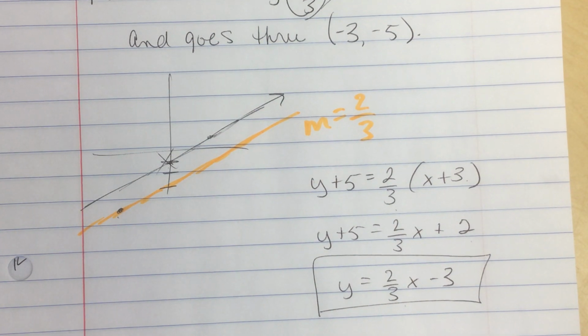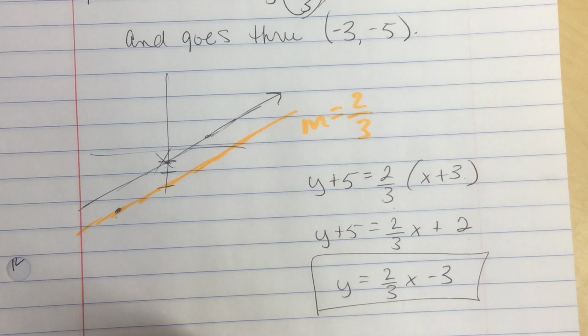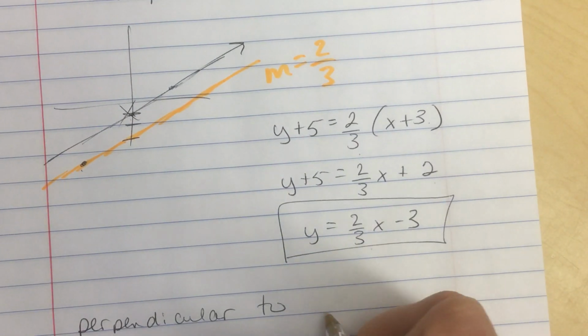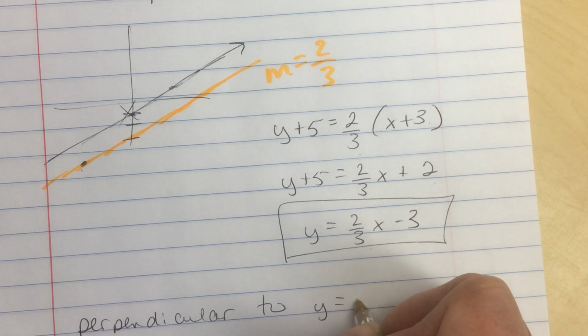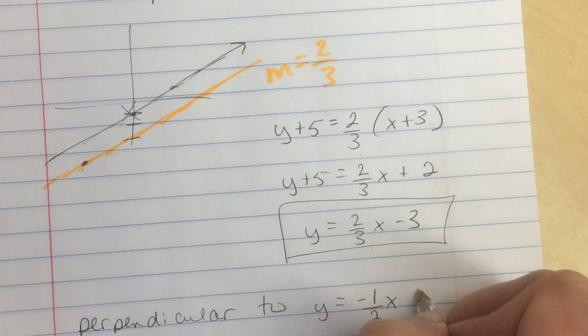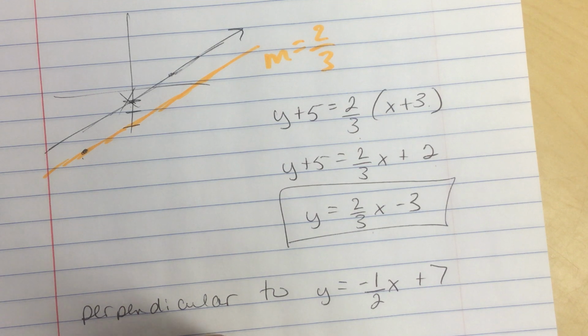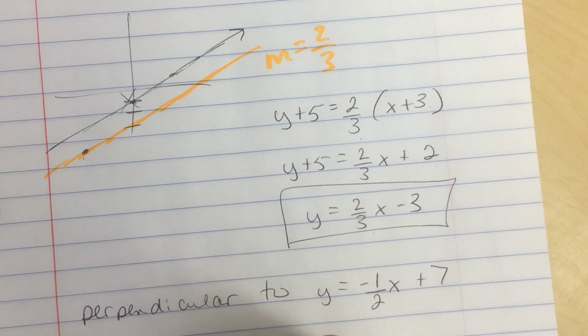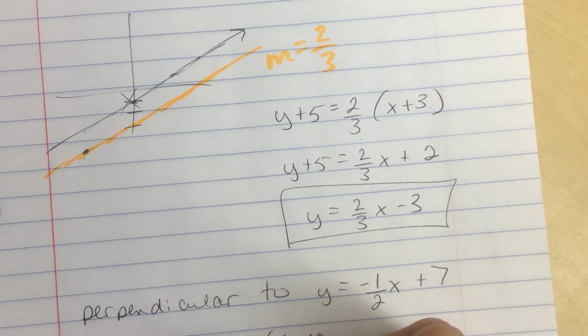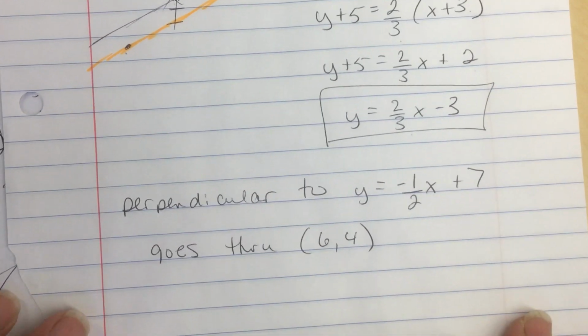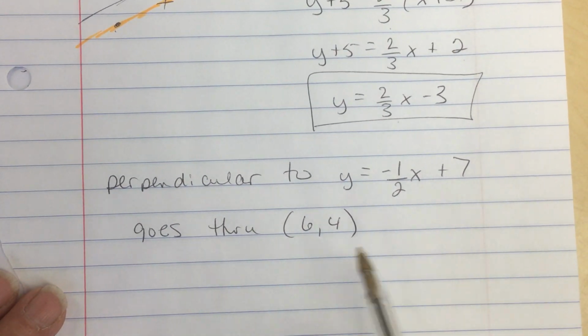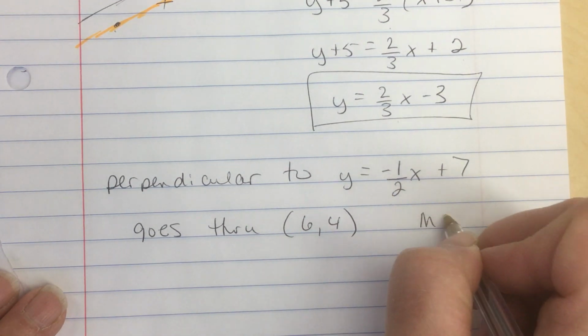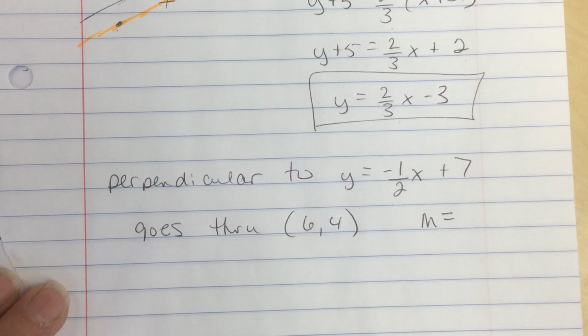The next question like that would be a perpendicular one. So we want it to be perpendicular to, let's say, y equals, let's do -1/2 x plus 7. And we want it to go through 6, 4. Oh, sorry, you can't see that. Okay, so we want it to be perpendicular to -1/2 x plus 7 and go through 6, 4. So what is the slope that I'm going to use in my line?